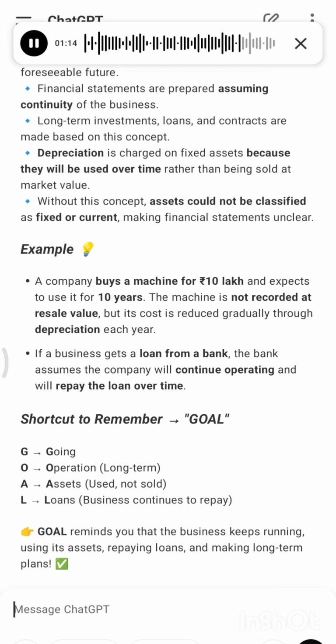Shortcut to remember: GOAL, going concern. O, operations continue. A, assets used, not sold. L, loans repaid. GOAL reminds you that the business keeps running, using its assets, repaying loans, and making long-term plans.